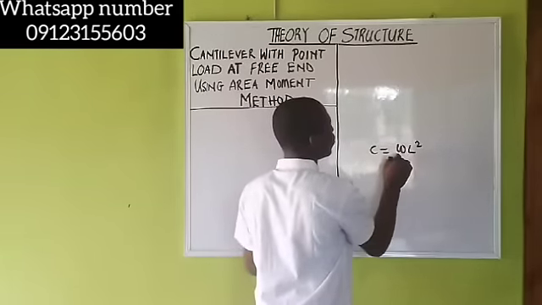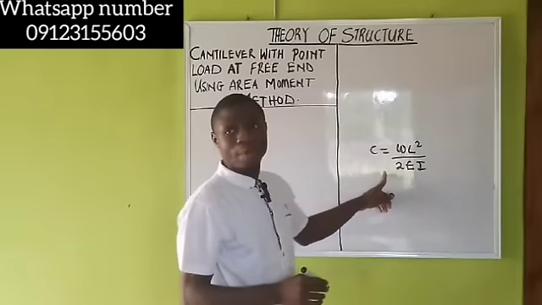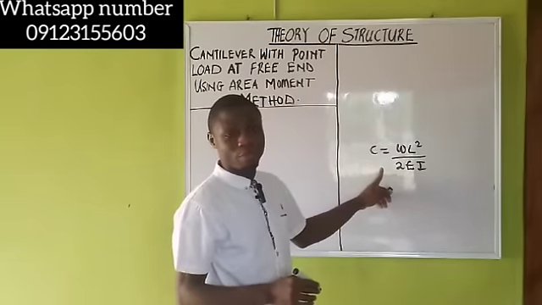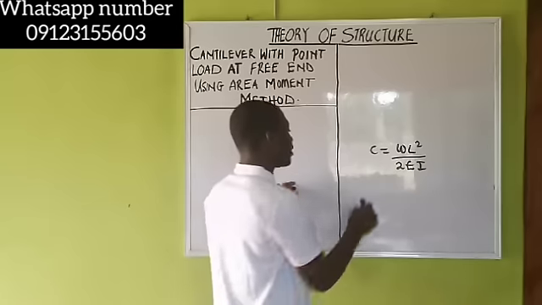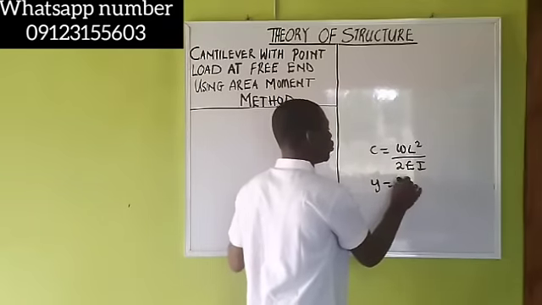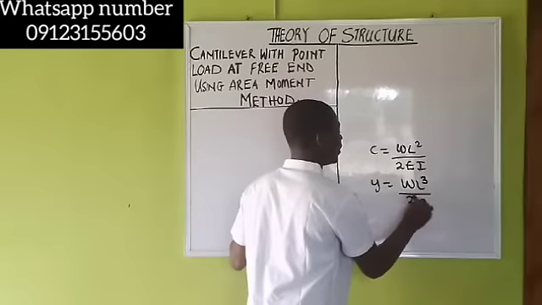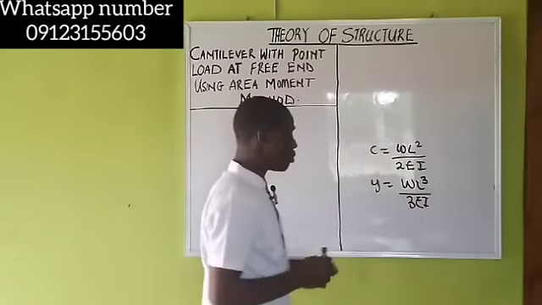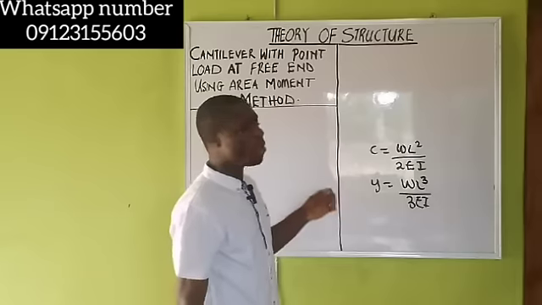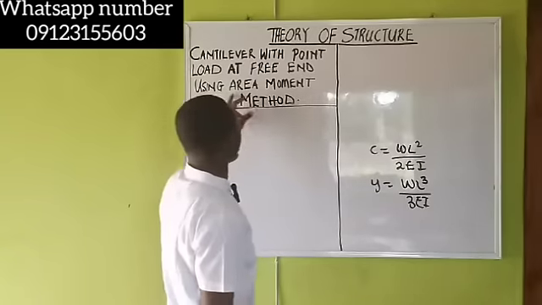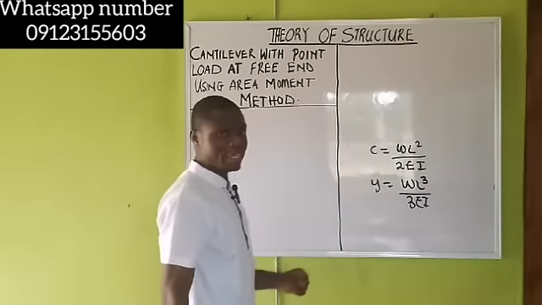WL squared over 2EI. When we did our slope equation for a cantilever beam using the double integration method, we had this formula, and our deflection equation was W x to the power 3 over 3EI. So these are our formulas when we use the double integration method. Now we're going to be applying the concept of the area moment method to derive this formula here.